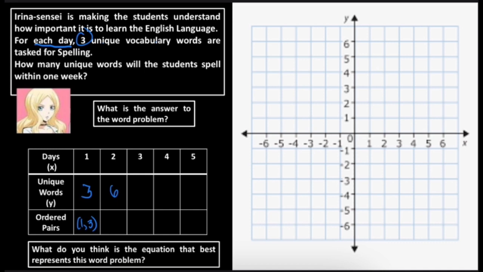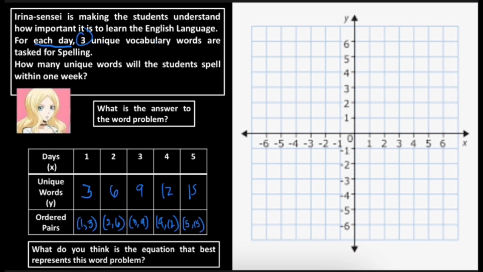So for 2 days you have 6 unique vocabulary words, so that's 2, 6. This will be 9, that's 3, 9. This will be 12, this is 4, 12. And then this will be 15, so 5, 15. So that's how it works.